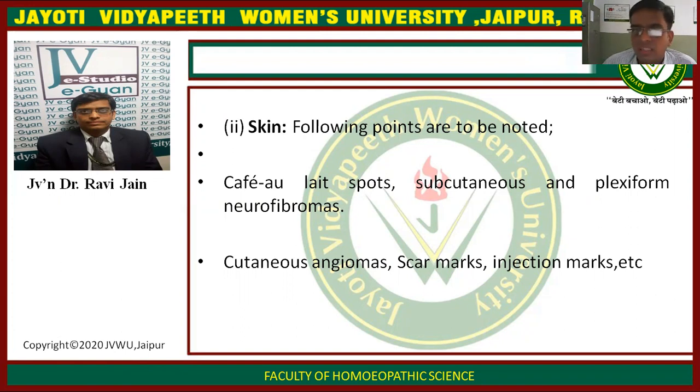And while observing the skin, we have to observe for the following things. Number one is café-au-lait spots, which are seen in von Recklinghausen's disease, also known as neurofibromatosis, with subcutaneous and plexiform neurofibromas. We will also have to check for cutaneous angiomas and various types of scar marks, injection marks, etc. So in the skin, we have to check for different types of spots or any kind of overgrowth, scar, or mark, like subcutaneous plexiform neurofibromas. We also have to check for cutaneous angiomas, scar marks, injection marks, etc.